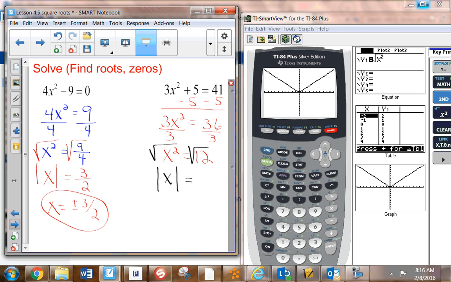12 breaks down into what? 4 and 3. So x then is going to be plus or minus 2 radical 3.